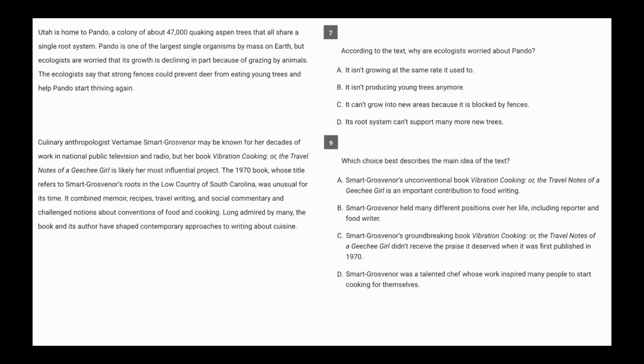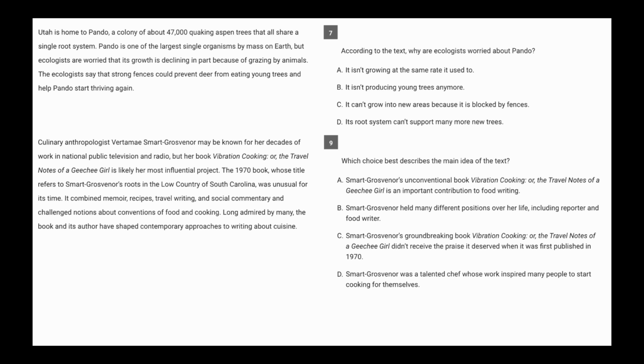C. Smart-Grosvenor's groundbreaking book, Vibration Cooking. Okay, already there's a red flag. Groundbreaking. Now, this is a very strong adjective. And if we're going to use this kind of adjective in our answer choice, then there should be some kind of evidence. But even though it is a very influential project, there is no description of it being very groundbreaking or on that level.